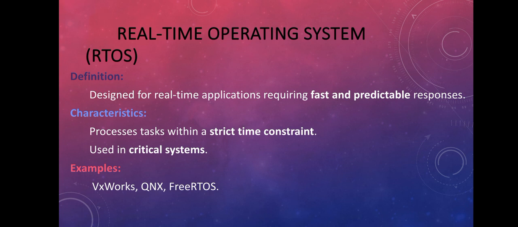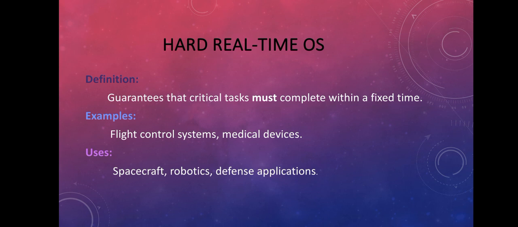Then real-time OS. A real-time OS is used when timing is critical. There are two types: hard real-time OS and soft real-time OS. The real-time OS characteristics are that it processes tasks within strict time constraints and is also used in critical systems.